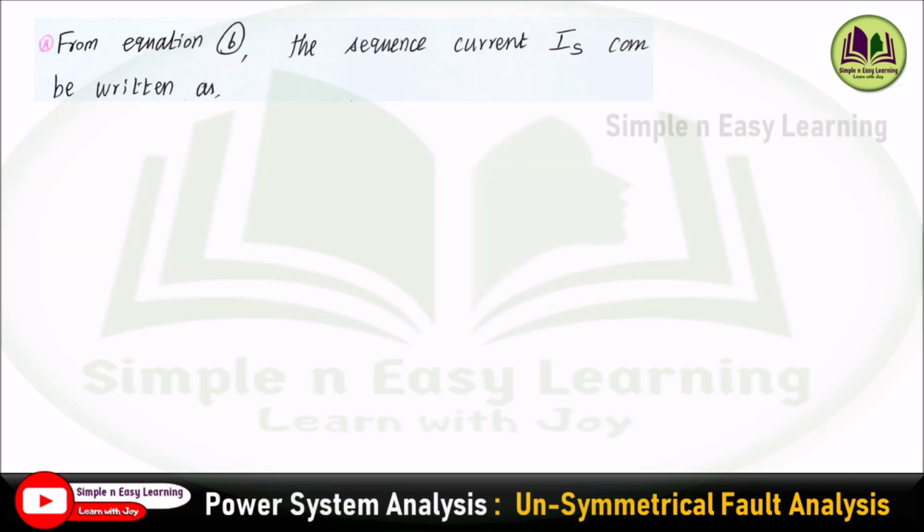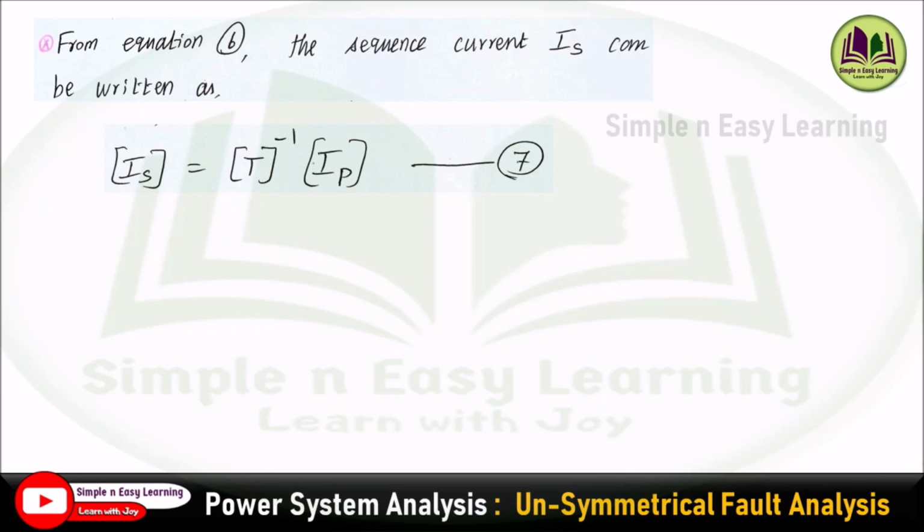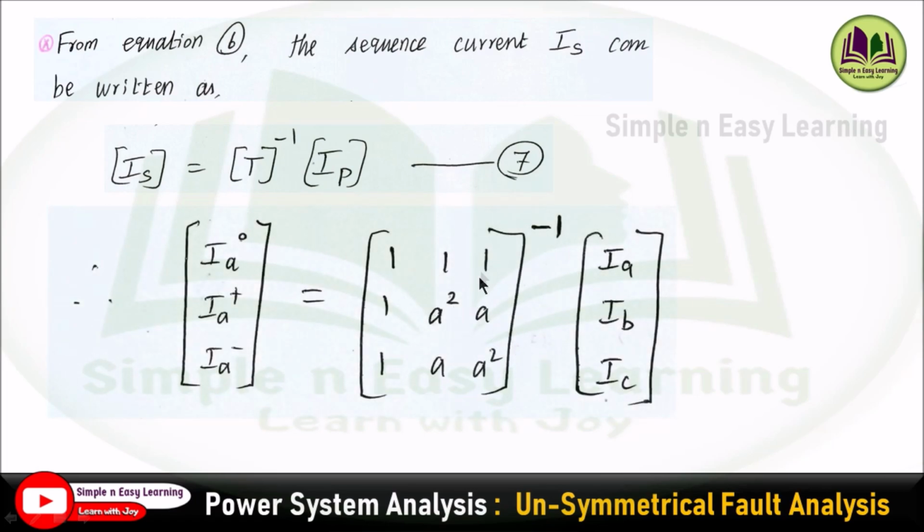Now from equation 6, the sequence current IS can be written as IS equal to T inverse into IP. In the previous case, the sixth equation, we have seen IP equal to T into IS, and now IS equal to T inverse into IP. To find these sequence currents IA naught, IA plus and IA minus, we need to find the inverse of the transformation matrix. So the transformation matrix T can be represented as [1, 1, 1; 1, A square, A; 1, A, A square]. We need to take the inverse of this transformation matrix.